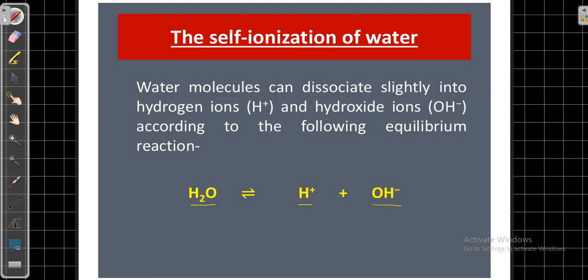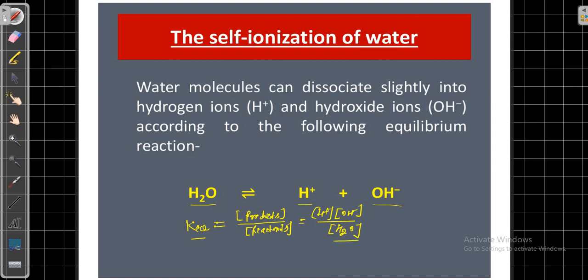So for such a reaction, if we want to write the equilibrium constant, that is K, how can we write it? We can write it as the concentration of the products divided by the concentration of the reactants. In this case, what are the products? The products are the hydrogen ions and hydroxide ions, divided by water, which is the reactant in this case.